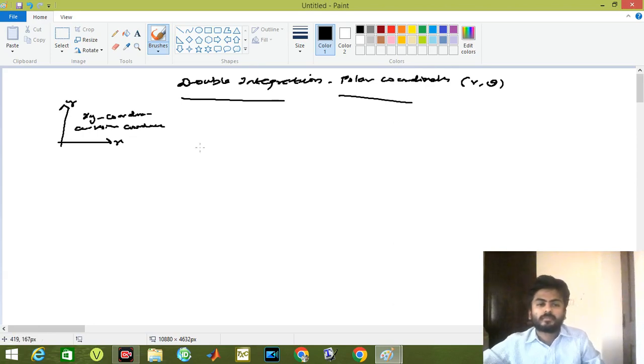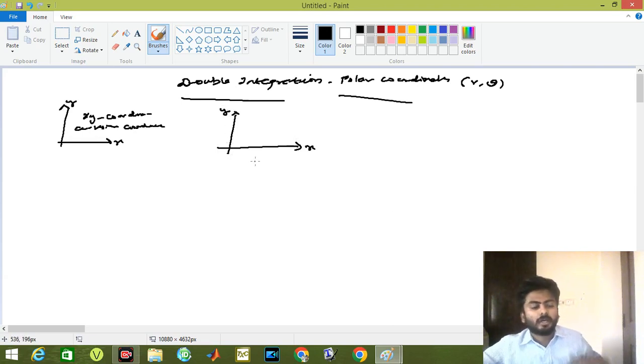Now in polar coordinates we will have, see, if this is x and this is y, I can take this x as r cos theta, since this is the x-axis, and I can take the y-axis as r sin theta.